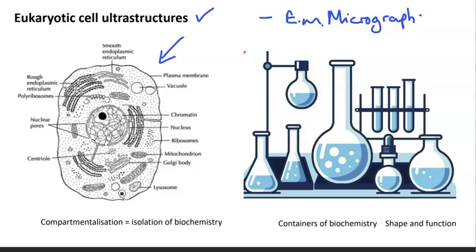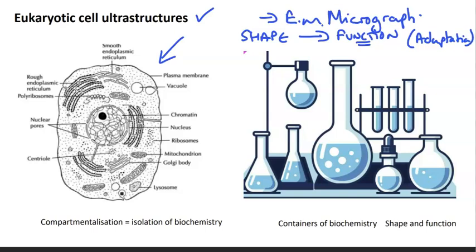We should be thinking in terms of shape, and that will always give us a clue to function. And the shape will be modified in such a way as to promote that function, which of course we often think of as adaptation. The cell contents are compartmentalized. There are small containers within the cytoplasm, and of course we call these organelles, and they are recognizable by their shape.